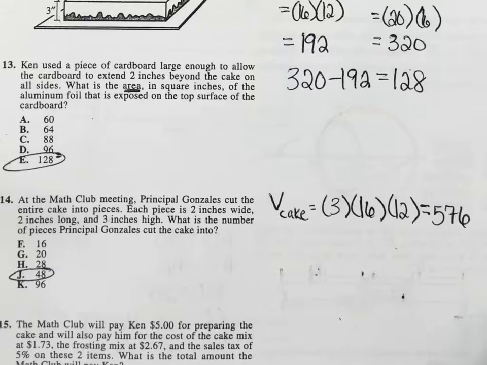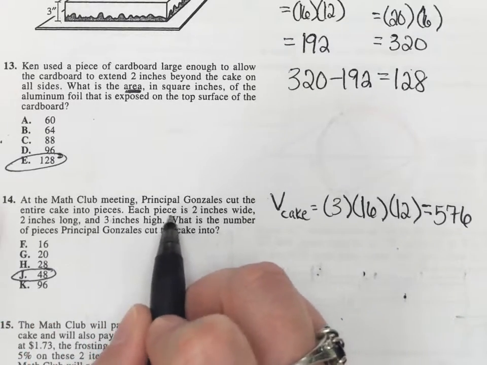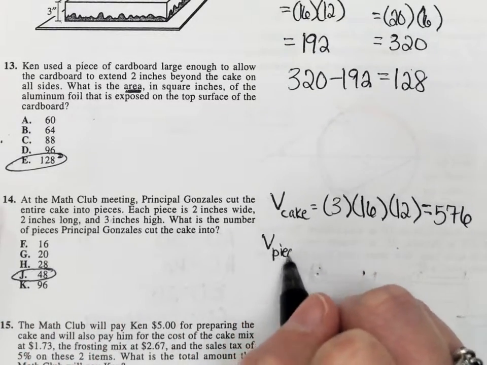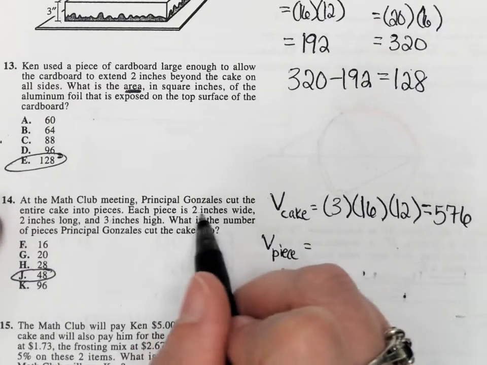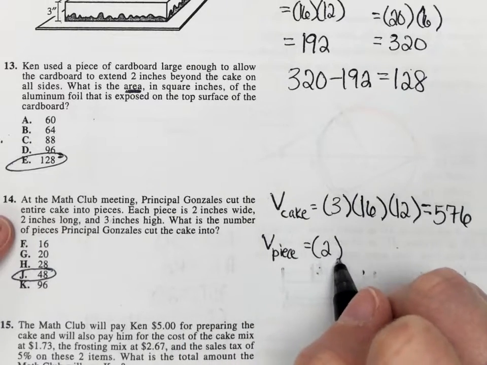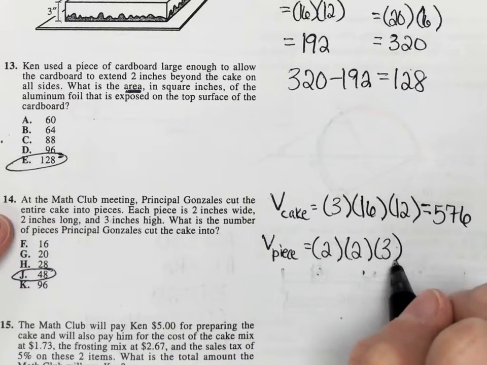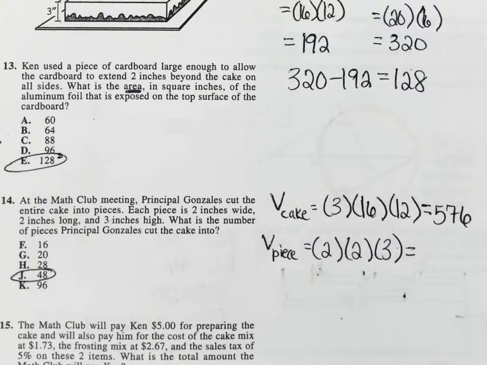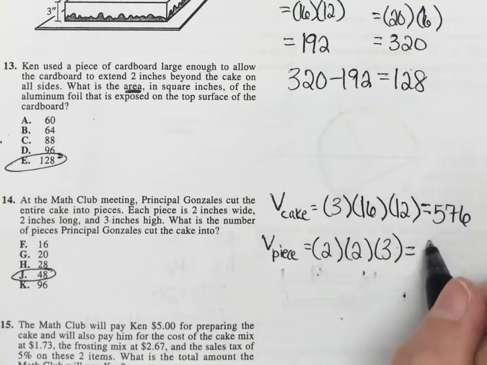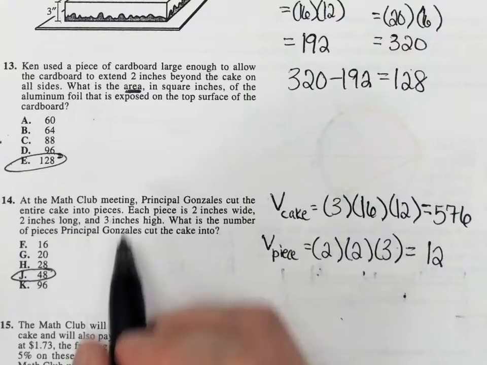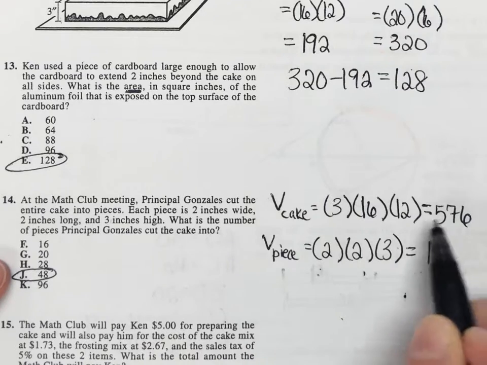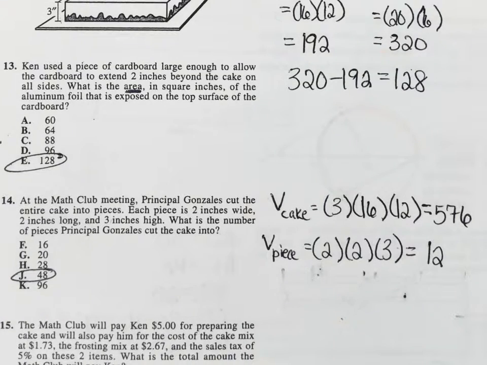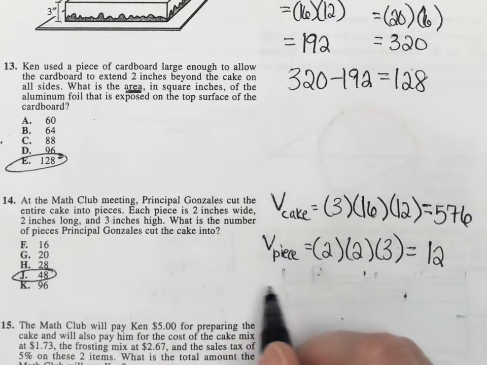Okay, let's see. How many pieces do we have? The pieces, so the volume of the pieces. Do you see how I'm labeling the volume like this to make it easier to see what I got? The volume of each piece is 2 wide, 2 long, and 3 high. So that's 4 times 3 is 12, okay? What is the number of pieces Principal Gonzalez cut the cake into? So in other words, how many? You just divide them, right? Divide these two.